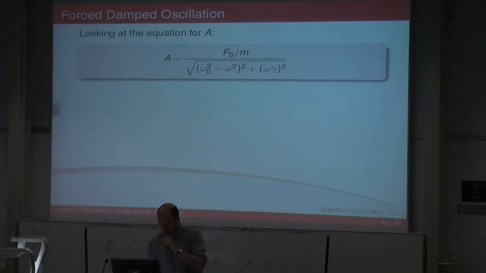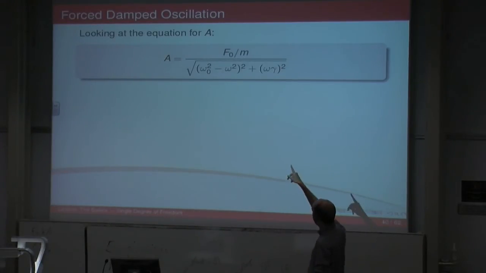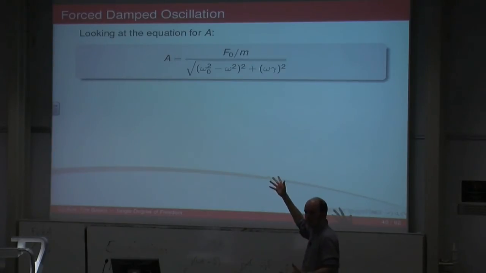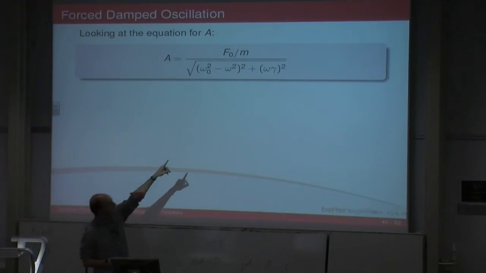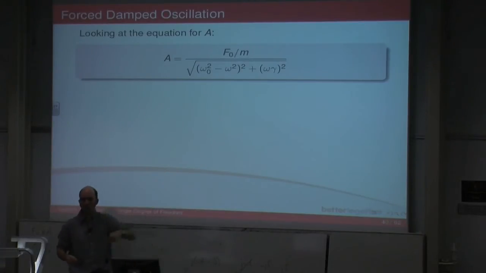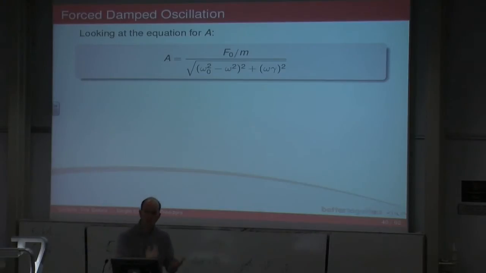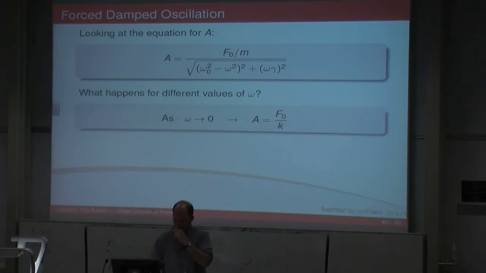Before I do that, let's just look at this equation once more. What's good about this equation? Well, F naught is in the numerator. That's a good thing. You can imagine if you're applying a large force, the amplitude's going to be bigger. The other thing that's good is that I notice the gamma term is in the denominator. Well, that's good because you can imagine if there's a lot of damping, which would increase gamma, then obviously I've got less amplitude. So like I said, what about different values of omega?